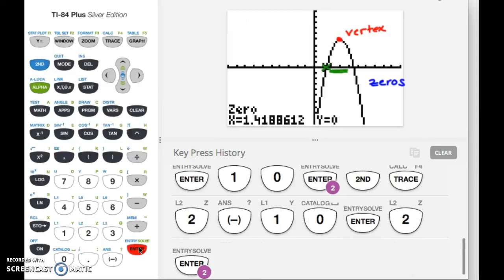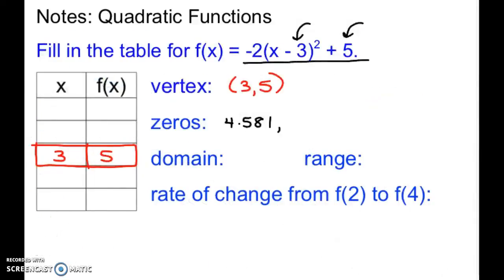And again, if I do it right, it should highlight it. Which, if you look, it does. So 1.419. Let me go ahead and write that one in. So 1.419.